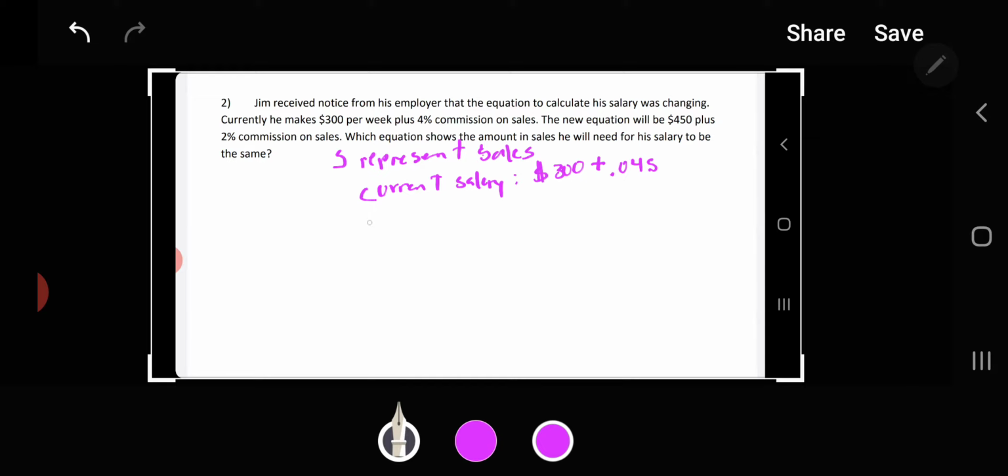The new salary can be represented with $450, the given amount he gets, plus, once again, 2%. So let's change that to 0.02. And he gets 2% on sales.